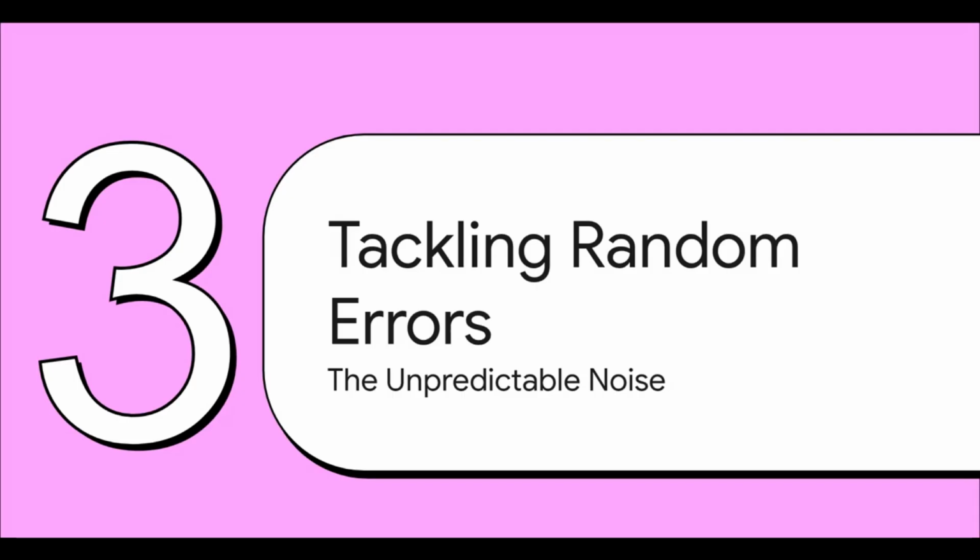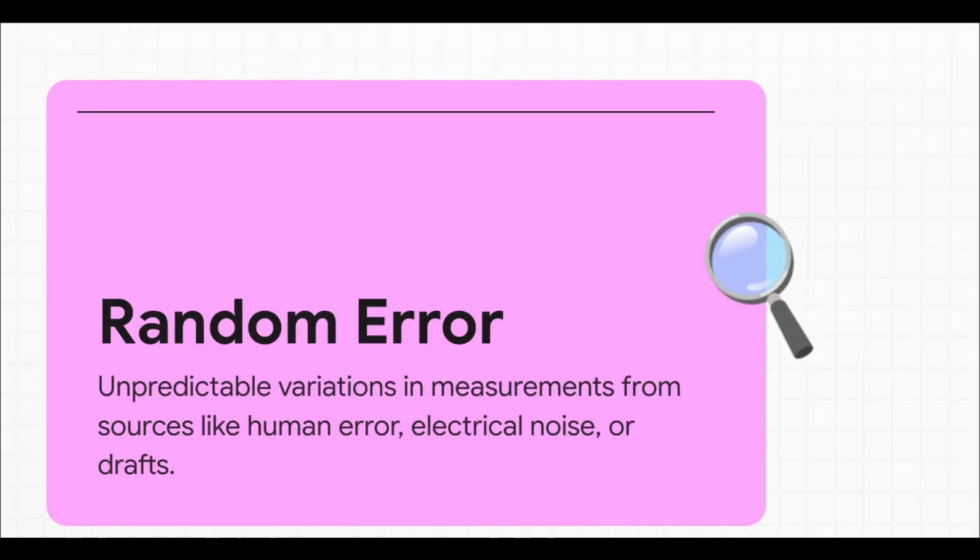Okay, let's switch gears. We've talked about the predictable errors. Now let's talk about their unpredictable cousins. Section 3, random errors. The noise. These are the little gremlins, the unpredictable fluctuations that make your measurements jump around. You know, you measure the same thing 5 times and get 5 slightly different answers. That's random error. It can come from anywhere, a tiny bit of electrical noise, a little draft of air, or even just you not reading the scale exactly the same way each time.